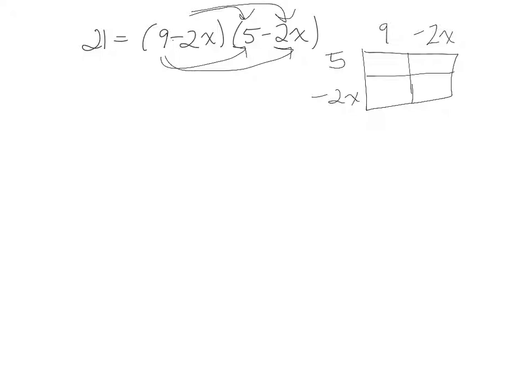And then it lets you remember that you need 4 terms at the end, and you're just multiplying 9 times 5 is 45, and here minus 2x times 10 is minus 10x. Here we have 9 times minus 2x, which is minus 18x, and here minus 2x times minus 2x is 4x squared. And that way now I can gather up the like terms, and I've got a full expansion of those brackets. So let's do that.